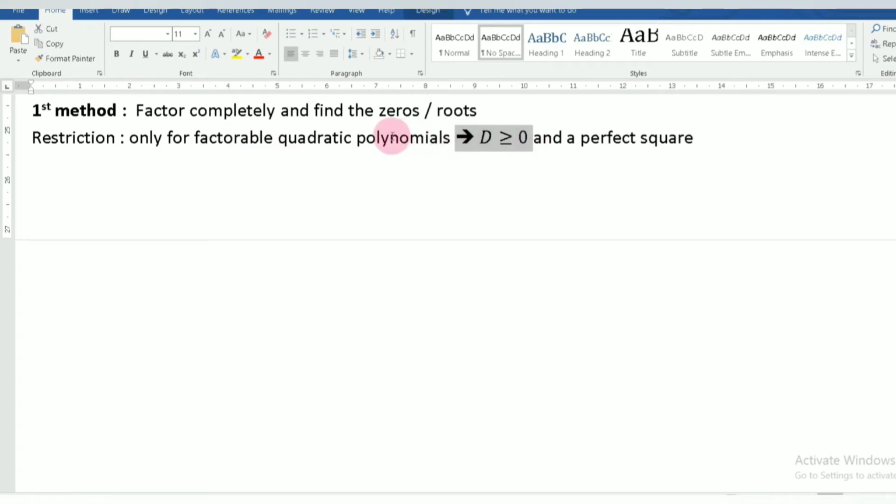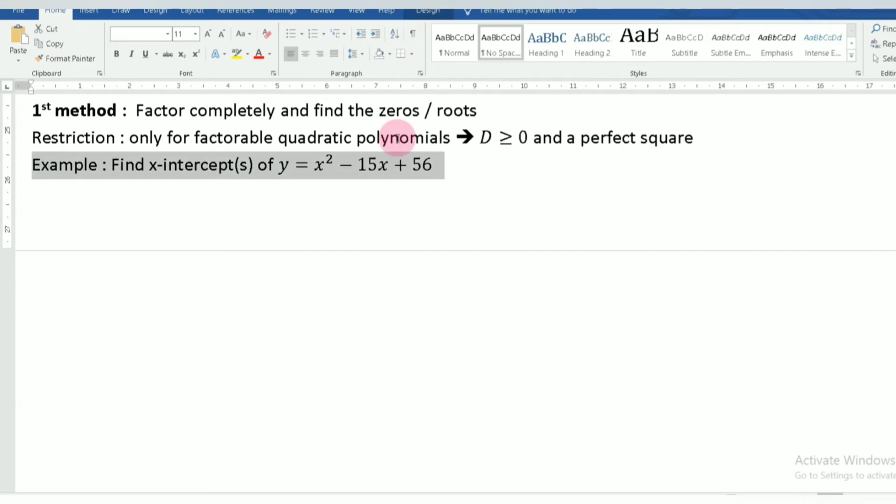So you can check whether your quadratic polynomials can be factored or not by using the discriminant. If the discriminant is positive and a perfect square, it must be factorable, or if the discriminant equals 0. Okay, let me just give you an example.